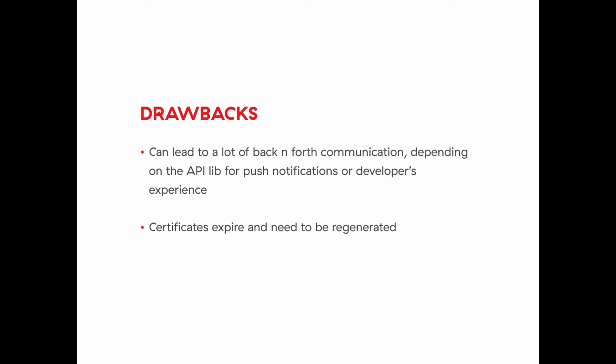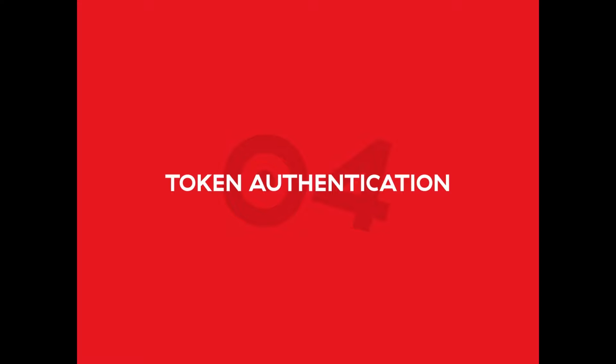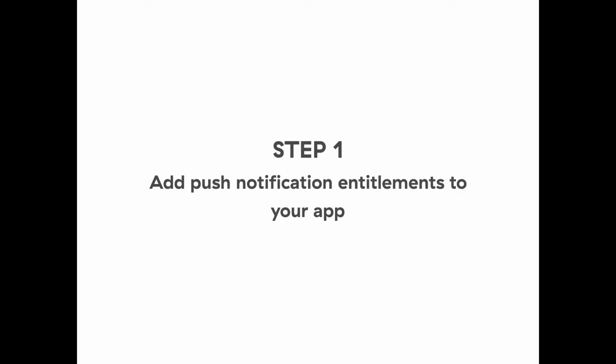And although it's usually the API's fault, this one is somehow up on you. So to rectify these issues, we have something called token authentication, and I really love this feature. I think they undersold this one when they presented it. It has the same step one: you add the push notification entitlements in your app. And the second step is different.